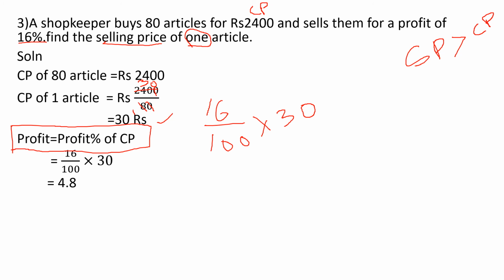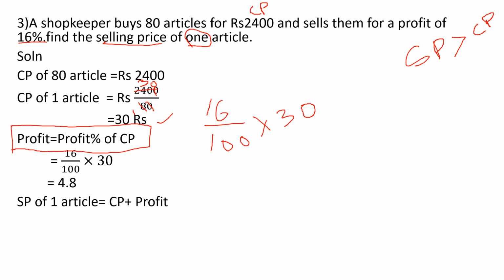So what are the things we got here? Cost price of one article we found out, 30 rupees. Then profit we have found out. Then what do you want to find out? Find the selling price. Till now we didn't find the selling price. Only cost price of one article and profit we have found out, right? Next we want to find the selling price of one article. So if cost price is there and profit is there, how will you find the selling price? Selling price will be cost price plus profit.